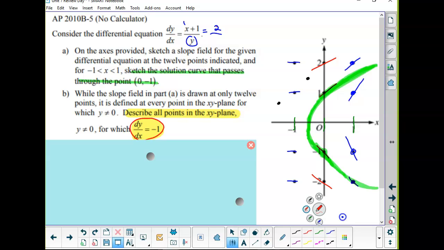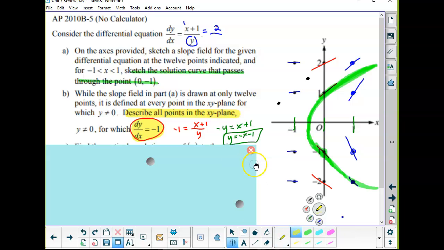But if dy dx is equal to -1, let's take the equation that dy dx is equal to and set that equal to -1 and watch algebraically what happens. What if I move the y over to the other side? So if I times by y, I get -y equals x plus 1. And then I want to solve for y, so I'm going to divide everything by a -1. That's an equation, right? And what that actually is, that's the line.